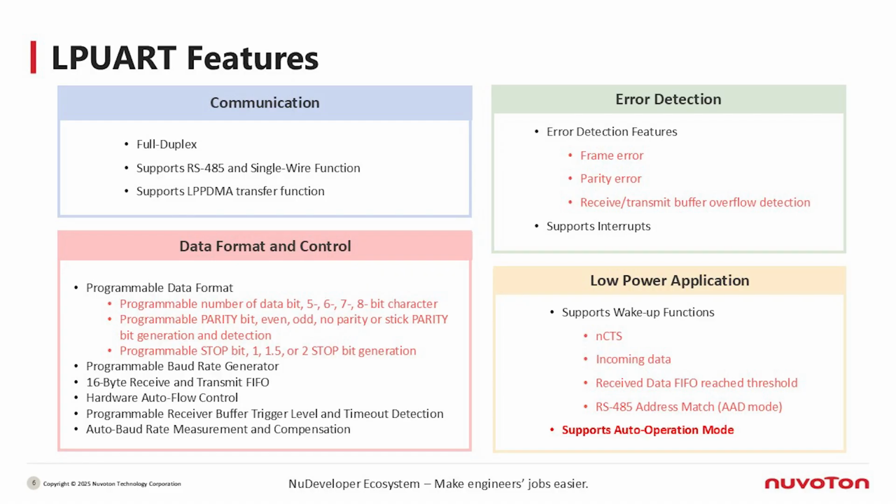You can set the RX FIFO trigger level and use timeout detection, which is especially useful when receiving packets with variable lengths. It also has auto baud rate detection and compensation, making communication more convenient. For error detection, the Low Power UART provides several features that help increase the reliability of the transmitted data. And finally, in low power applications, the Low Power UART supports wake-up functions, and most importantly, it supports Auto Operation Mode. This allows the system to transmit or receive data without waking up the CPU, which is the key to achieving very low power consumption.